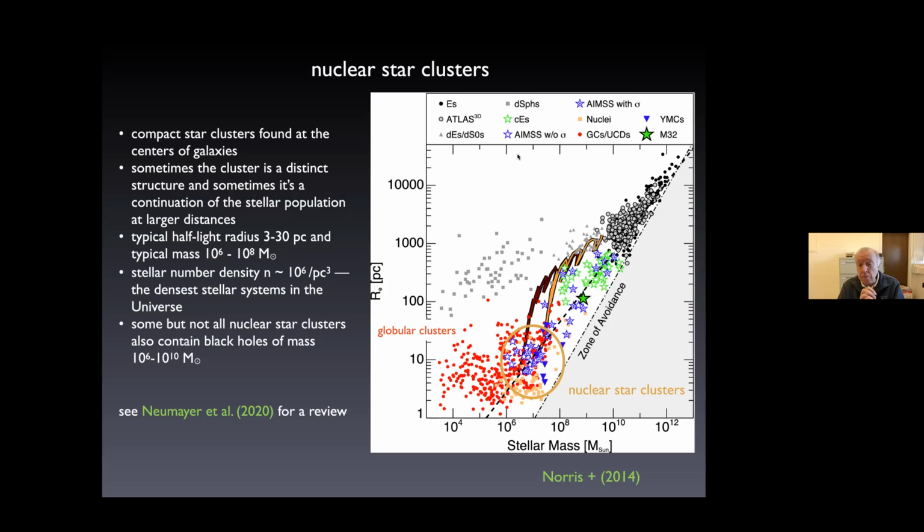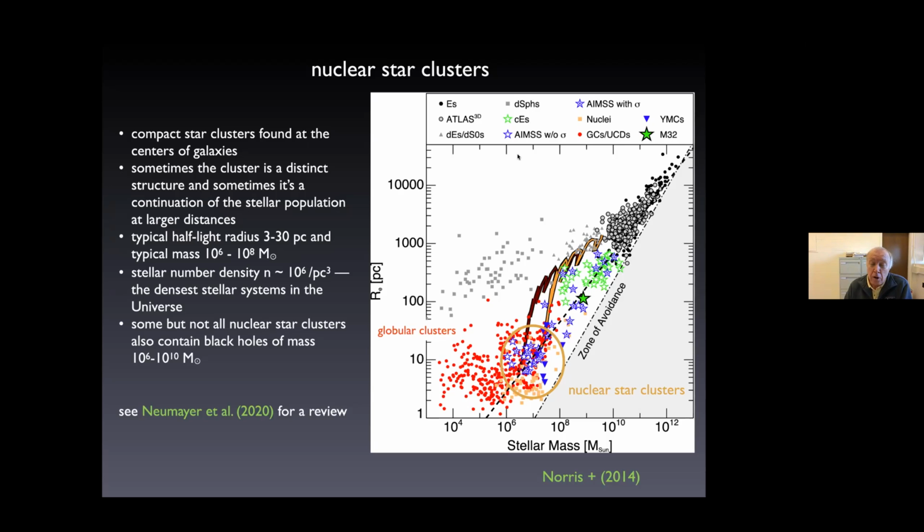That means that the estimates of the mass of nuclear star clusters and the half-light radius are often fairly uncertain, but typically it's somewhere between 3 and 30 parsecs for the radius, and masses between 10^6 and 10^8 solar masses. The stellar number densities are then 10^6 per cubic parsec or even higher. That makes these the densest stellar systems in the universe.